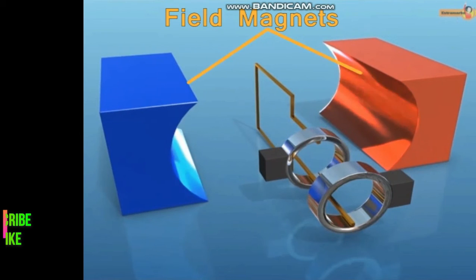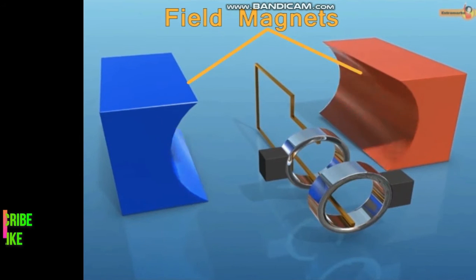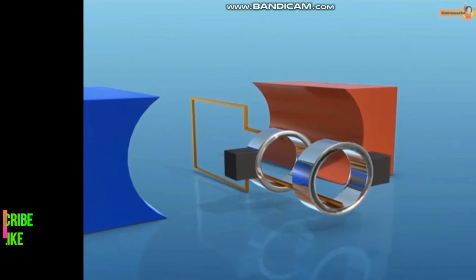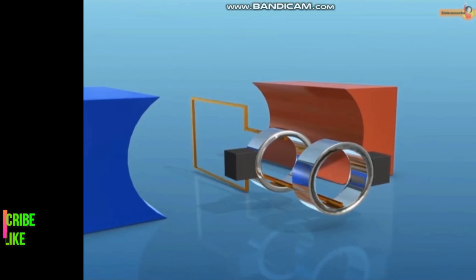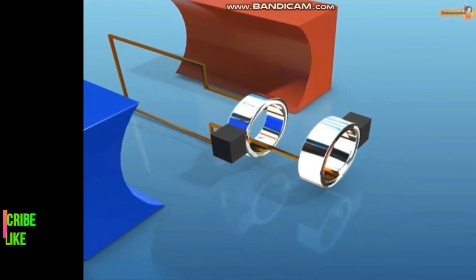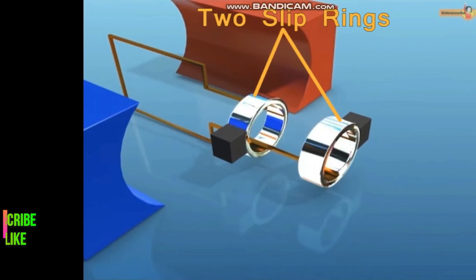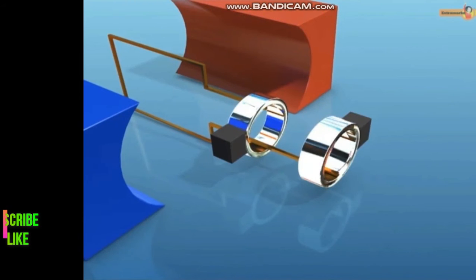The poles of field magnets are concave and cylindrical in shape, which produces a radial magnetic field. Armature is a soft iron core, on which a coil having a large number of turns of copper wire is wrapped. The 2 ends of armature are attached with 2 slip rings. These rings rotate with the coil. The slip rings are made of metals and the inner sides of the 2 rings are made insulated as they are connected to the axle used to rotate the coil.